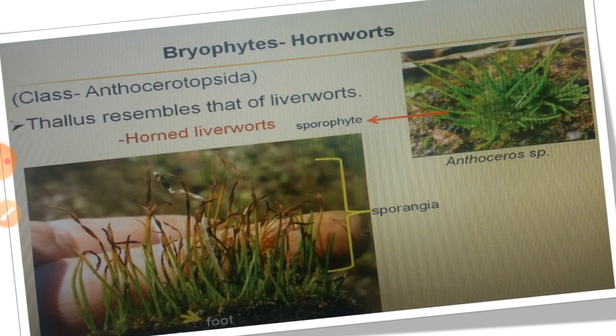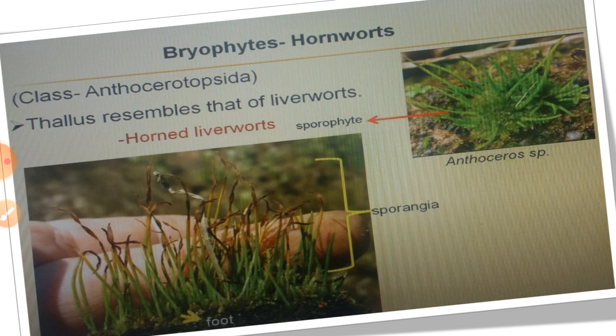They belong to the class Anthocerotopsida. Members belonging to the genus Anthoceros are examples of hornworts. Their thallus resembles that of liverworts, except that hornworts have horn-like structures, and because of this they are called horned liverworts. The horn-like structures are their spore-producing bodies called the sporophytes.